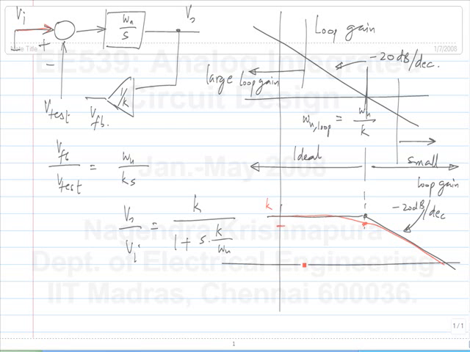So this is the significance of loop gain. I mean, large loop gain makes the circuit behave ideally. Okay. And the unity loop gain frequency is another crucial quantity in the analysis of feedback circuits. So if you want to make the circuit behave ideally for a broader range of frequencies, you have to increase the unity loop gain frequency.